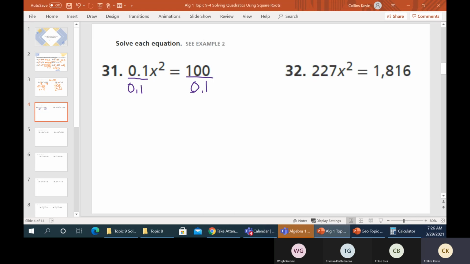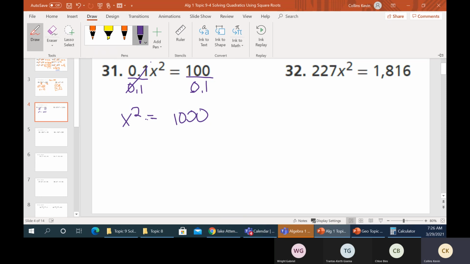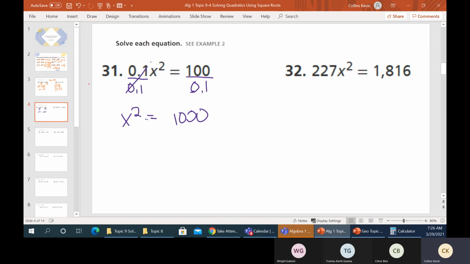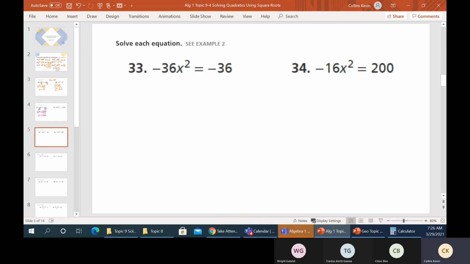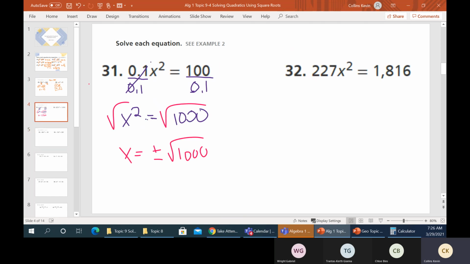Interesting. All right, so then this guy cancels out, right? So I've got x squared equals 1,000. All right, so then we want to do our standard thing here. We want to take the square root of both these. So x is going to equal plus or minus the square root of 1,000. All right, so this is definitely one that we can reduce.